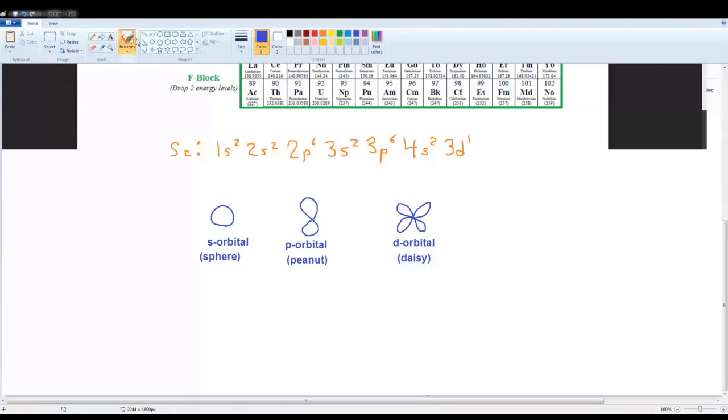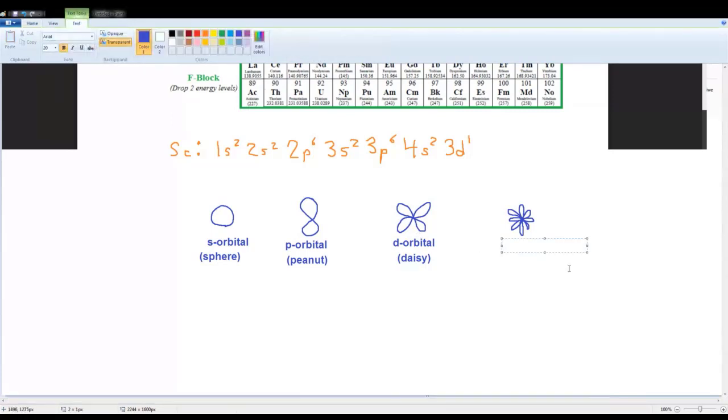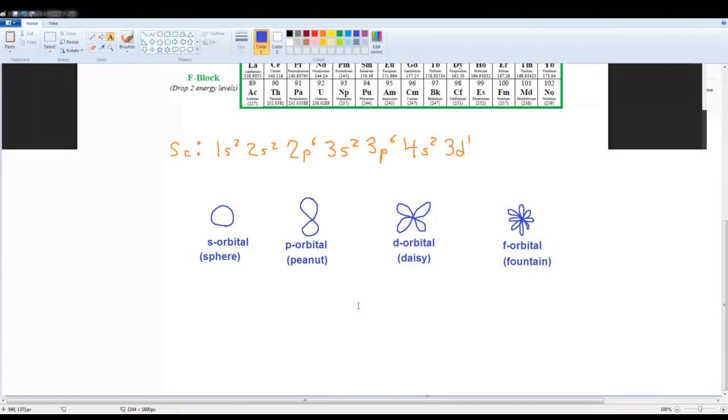And then the last type of orbital that you may or may not even be expected to know what it looks like, it effectively has 4 nodes and 8 lobes, and it kind of looks like this. It's a 3-dimensional monstrosity. That's the F orbital. And this is the highest energy of the orbitals. I'd say it kind of looks like a fountain. So sphere, peanut, daisy, and fountain.